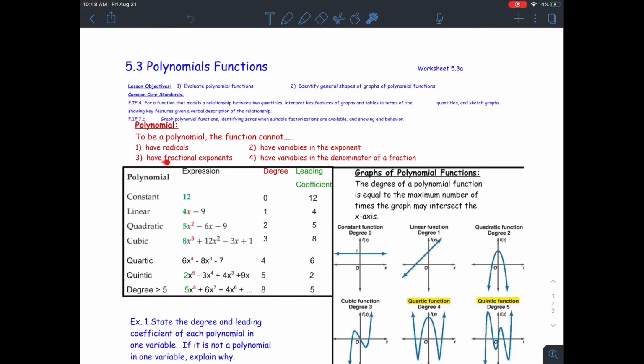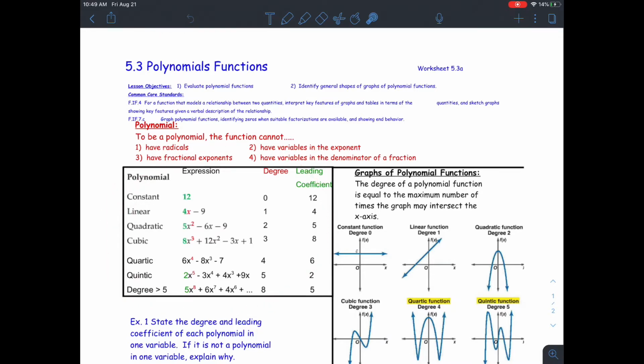I just have this as a review at the top of the notes page here. These were our four disqualifiers: what you're looking at is not a polynomial function if it contains radicals, variables in the exponent, any fractions as the exponent, or a variable in the denominator. Negative exponents in the numerator are also kind of the same thing as this, okay?